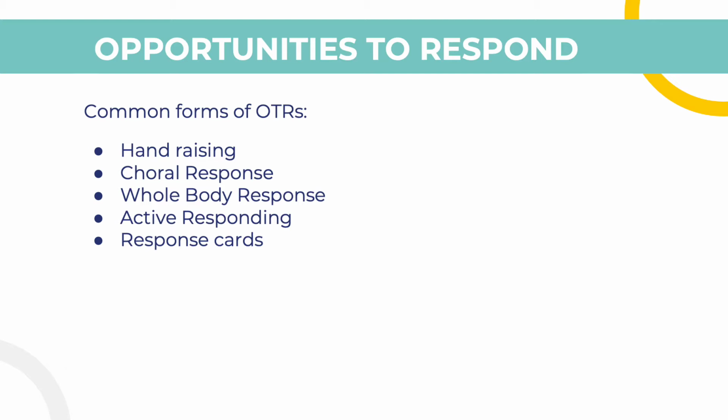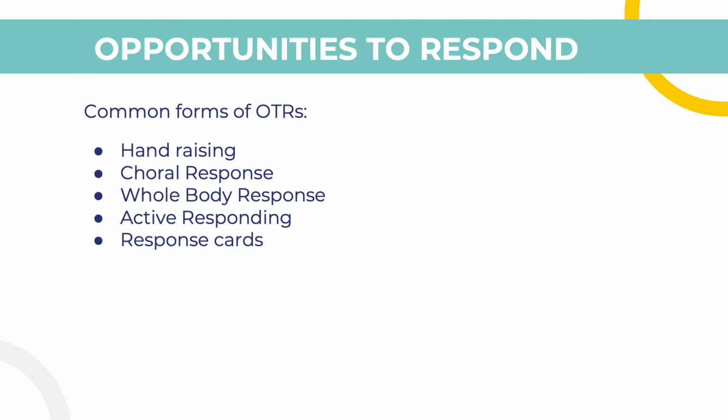There are other forms of OTRs, like choral response, where all the students answer at once, and from that response you can hear whether or not all the students understood the question or if there were some students who did not. There's also whole body response, where the students move their bodies in certain ways to say that they agree or disagree, or that they think one answer or the other answer is correct.